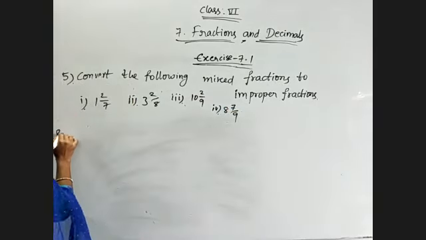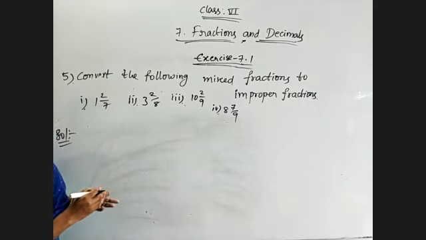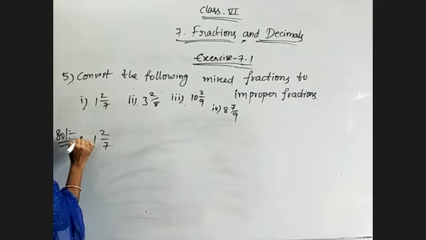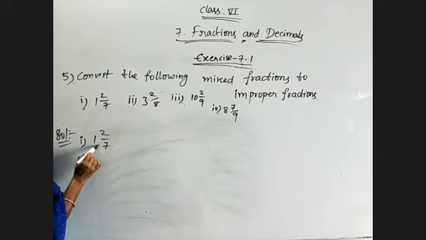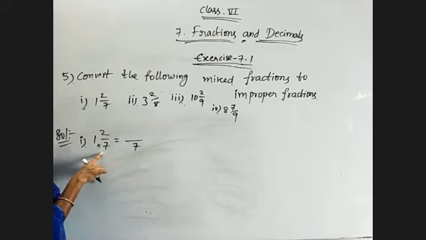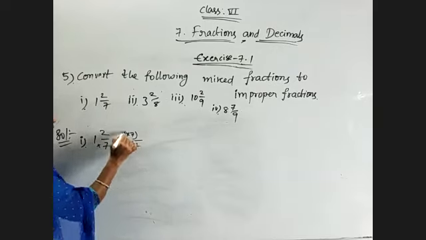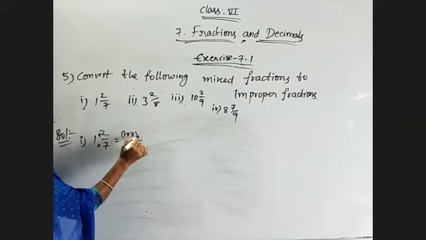Now observe the given questions and convert them into improper fractions. Because here they are given 1 2 by 7, first problem. Observe what I am doing. Multiply these two numbers. See, after the conversion also we will get the same denominator. Okay. So first multiply these two numbers, means 1 into 7. After that, whatever result you get, add 2.